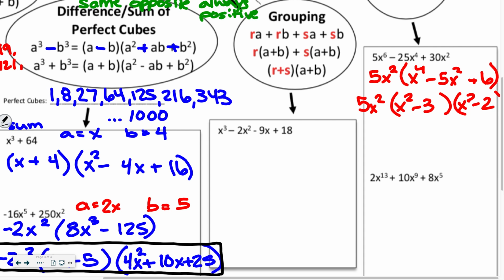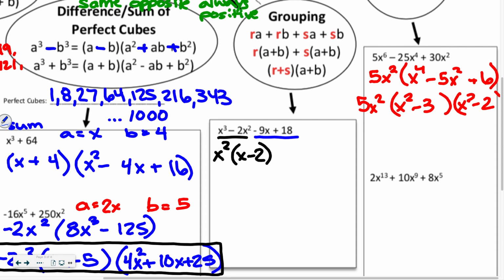Okay. So I'm going to focus first on the first two. X cubed minus 2x squared. They share a greatest common factor. What's the greatest common factor for those two terms? X squared. And then I'm left with x minus 2. Then I'm going to look at the last two terms, negative 9x plus 18, and they share a greatest common factor. What do negative 9x and 18 share?